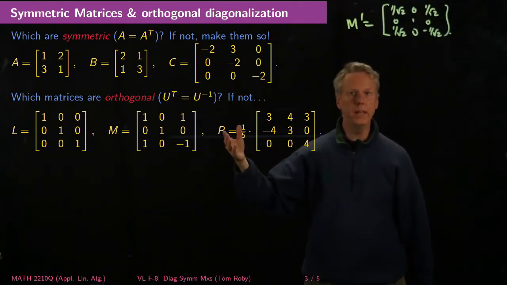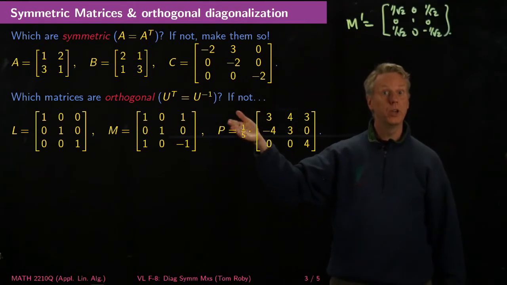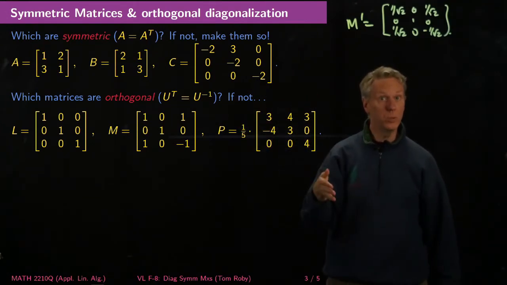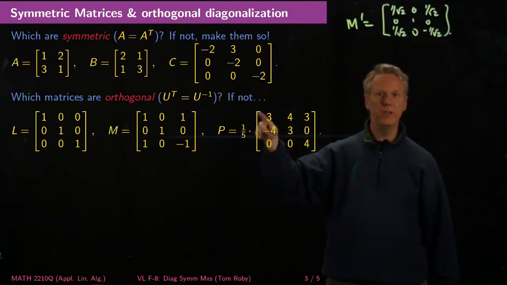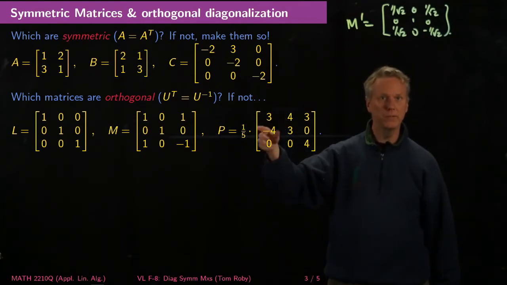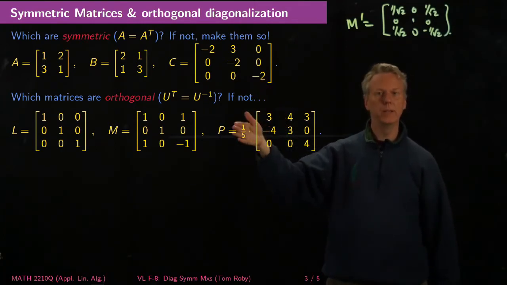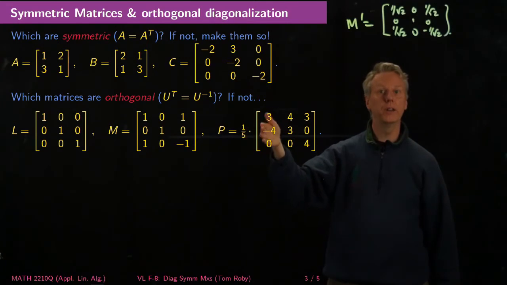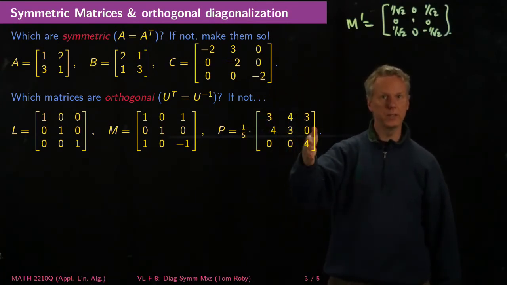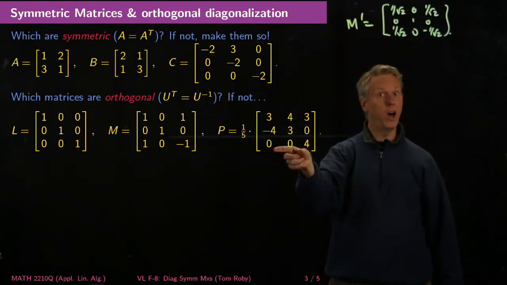OK, now if you look at P, this is a good example of a matrix where all the columns are normalized already, right? Because this 1/5 means I'm dividing. This is 3/5, negative 4/5. OK, so I've basically just pulled the factor of 5 out in front because the norm of each of the vectors inside this matrix is 5.